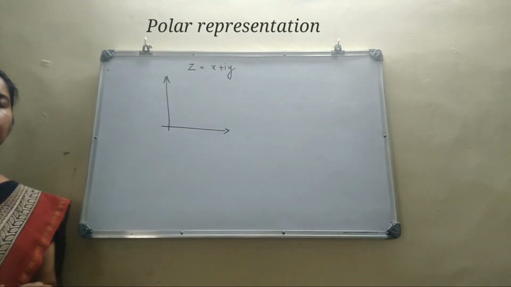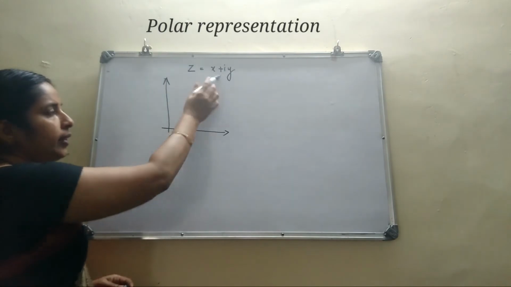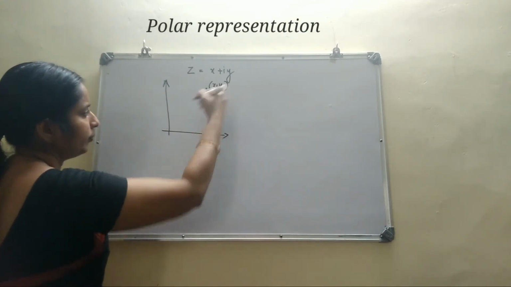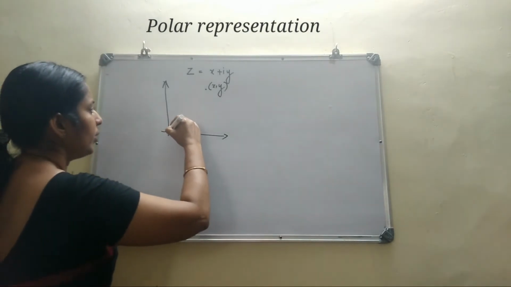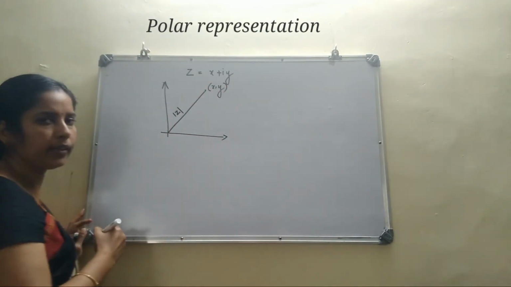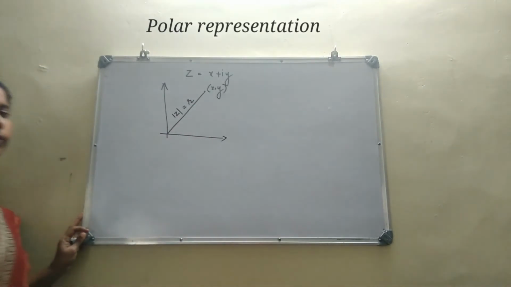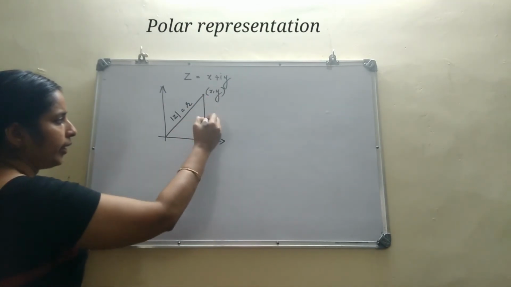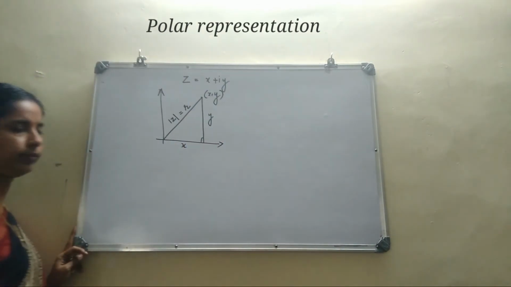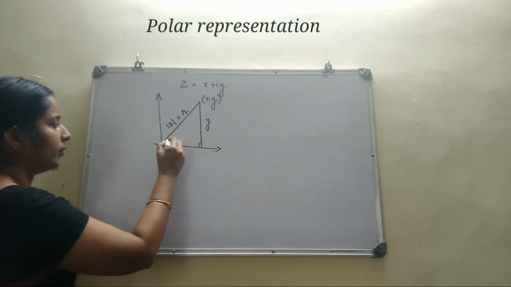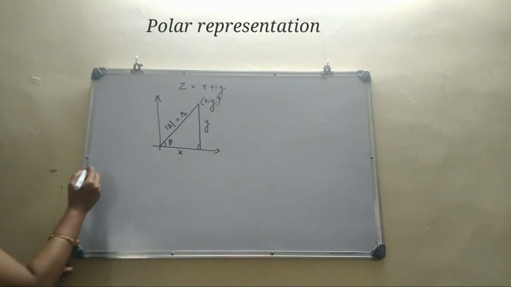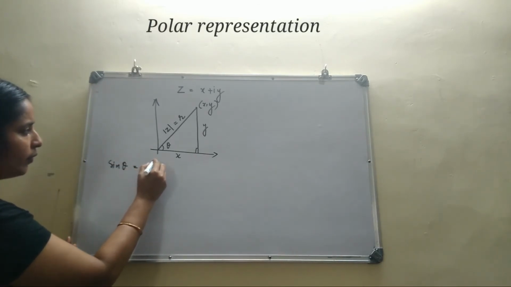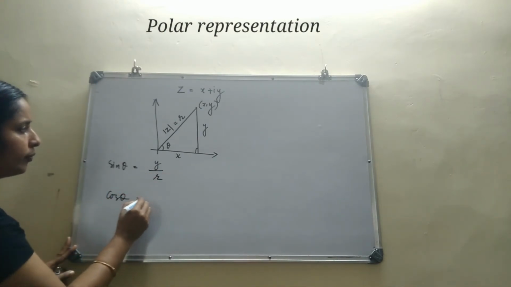Next, polar representation of a complex number. Consider a complex number z equal to x plus iy. Assume z to be this point. You consider mod z. See, this is our modulus z. Let it be r. You consider the right angle triangle. Clearly, it is y and it is x. You measure this angle. Let it be theta. Then, what is sin theta? Sin theta is y by r. Cos theta is x by r.